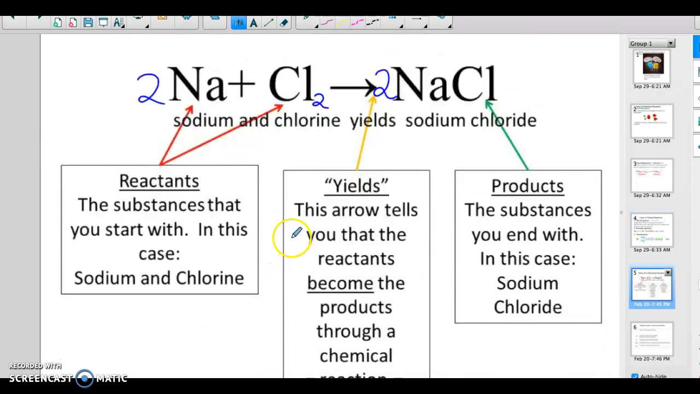This is just going over what I had already covered, that your reactants are on the left of the yield sign, and those are what you're going to start with. And then once the reaction is happening, you're going to produce what's on the right side.